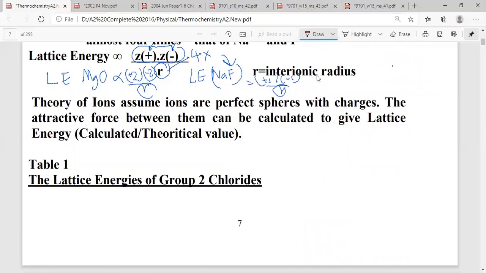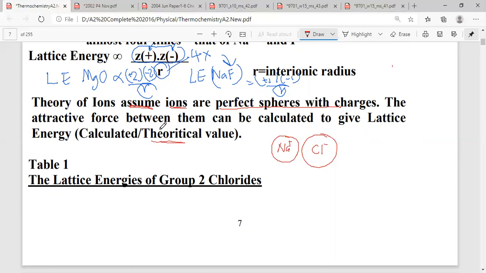Okay. The theory of ions assumes that ions are perfectly spheres. They're not polarized, perfectly spheres. That means it's a sphere here, and A plus, and this sphere here. This is an assumption, of course not really true. So the attractive force between these perfect spheres can be calculated. This is called a theoretical value.